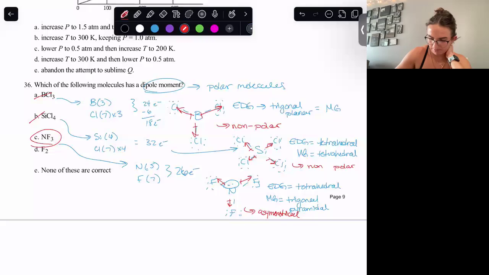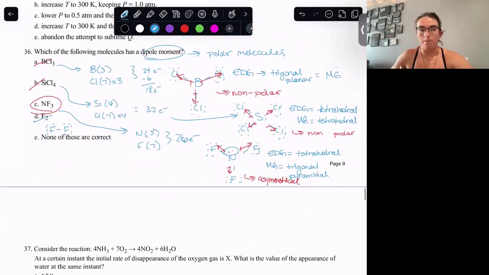F2 should be fairly straightforward. That's just F bonded to F. Anything bonded to the same atom will never be polar. So this will not be it. It will be NF3. Questions on that one? Does that answer our question? Whoever had 36 as a question.